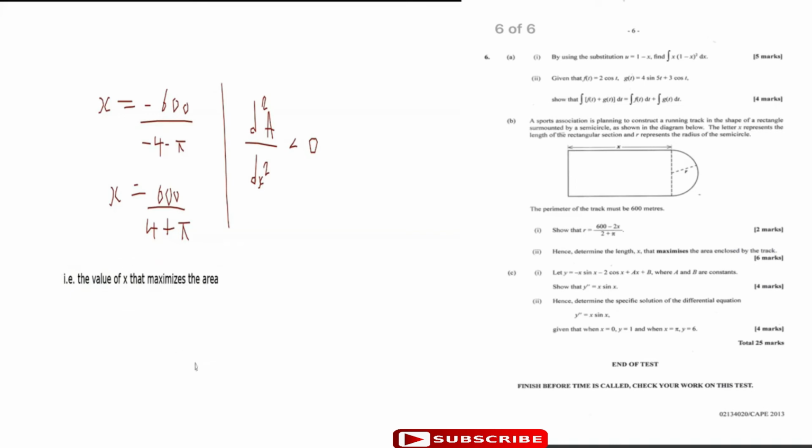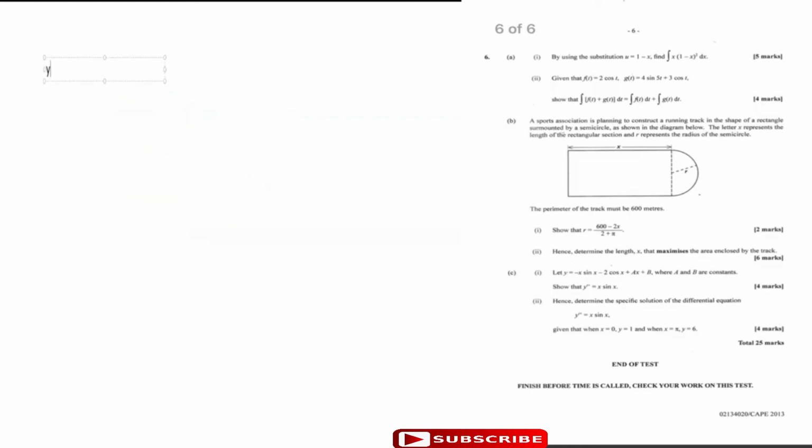Now the last part. It says, let y be equal to minus x sine x minus 2 cos x plus ax plus b, and show that the second derivative is x sine x. So I'm going to do it fresh around here. So y is equal to minus x sine x minus 2 cosine x plus ax plus b.